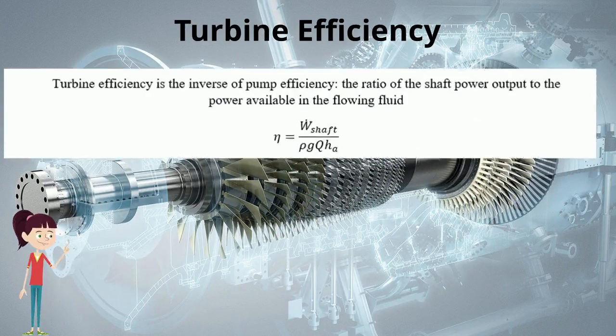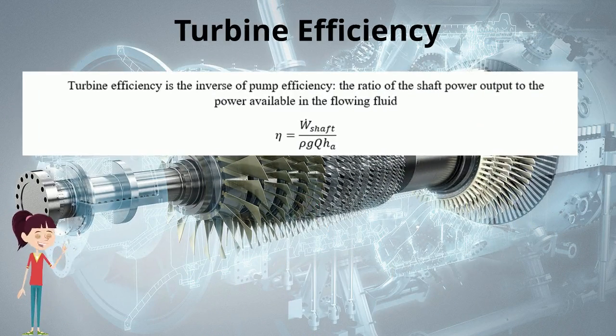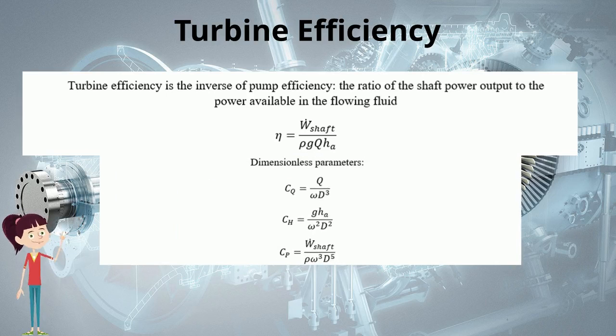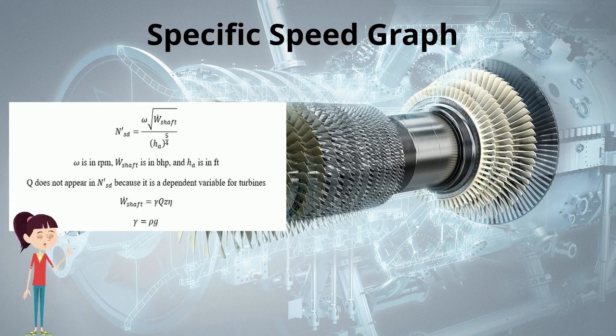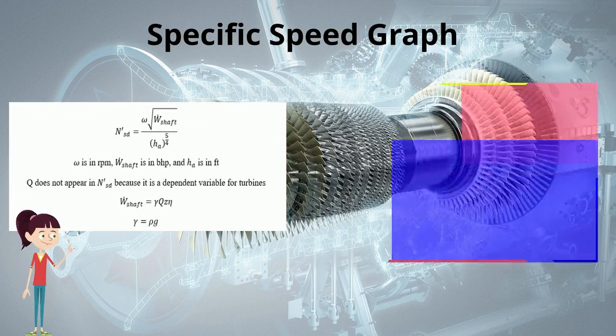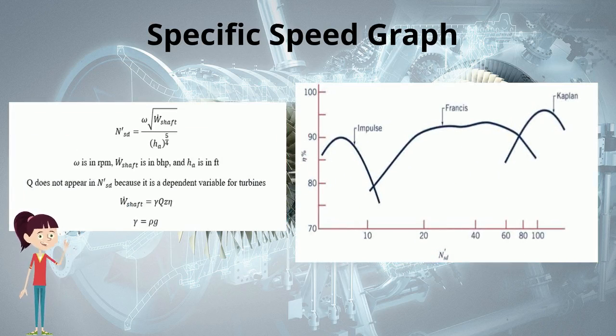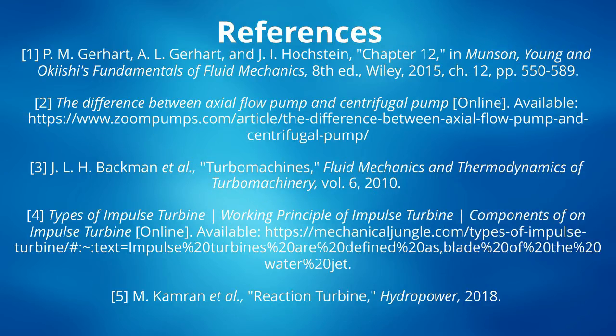We can calculate turbine efficiency as being the inverse of pump efficiency due to them being opposite. We can also make an alternate version by setting some dimensionless parameters for flow, head, and power given here, and the subsequent efficiency result would be this. We can calculate the specific speed for a turbine with this equation. Note that the flow rate gets replaced with shaft work because the flow rate is a dependent variable for turbines. We can then use the calculated specific speed along with this graph to determine which turbine would fit best. Thank you for watching.